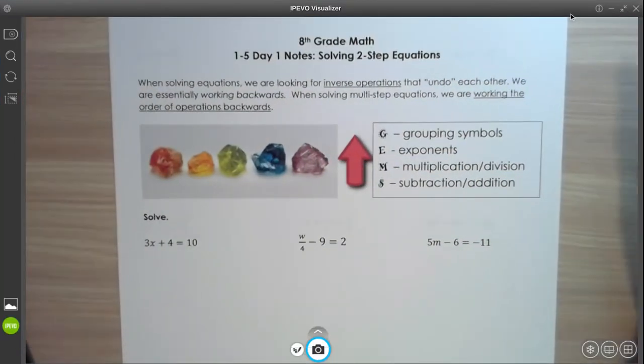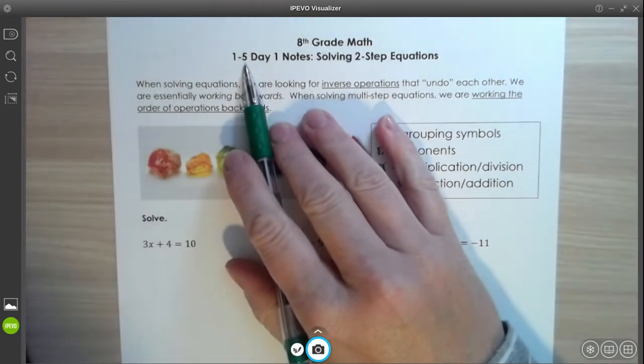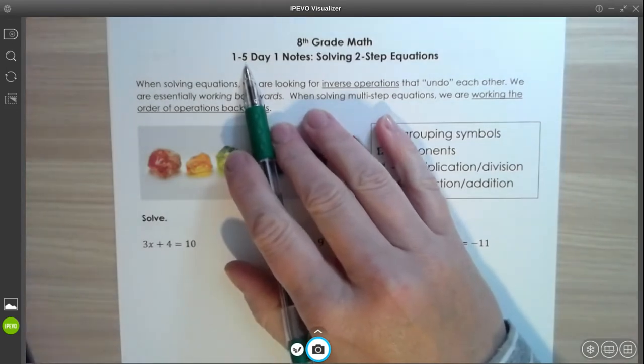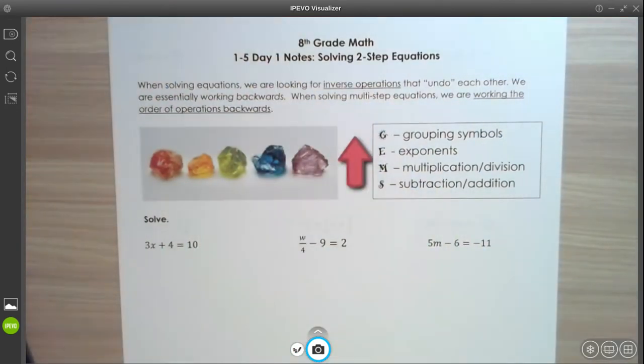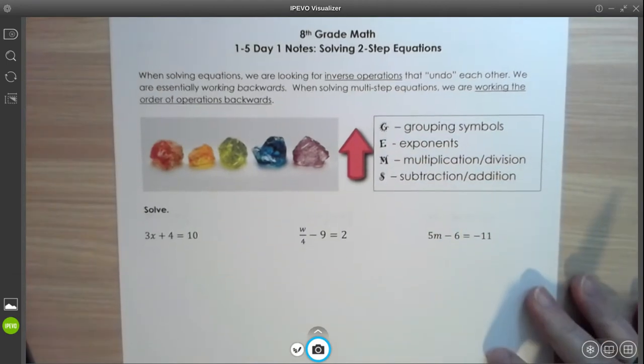We are going to be moving on to something new. So we're on chapter 1-5, section 5. We're going to break this into 2 days. So this is the first day of notes for solving two-step equations.